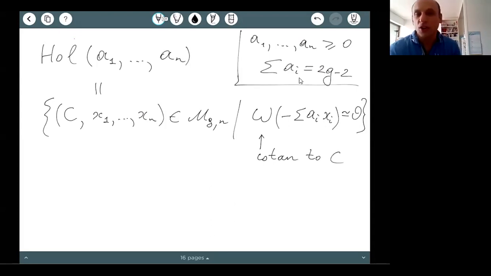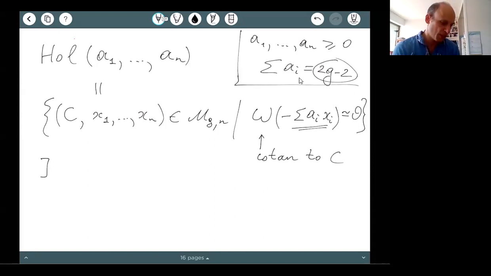So its sections are holomorphic one forms or abelian differentials. A holomorphic one form on a genus g surface has 2g minus 2 zeros. And what I require here is that the zeros are precisely at the marked points x1, ..., xn, and their orders are precisely a1, ..., an. Or maybe let me write this with letters.